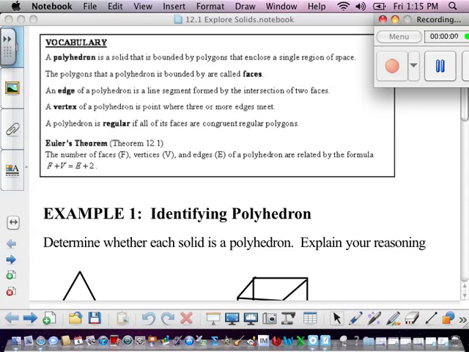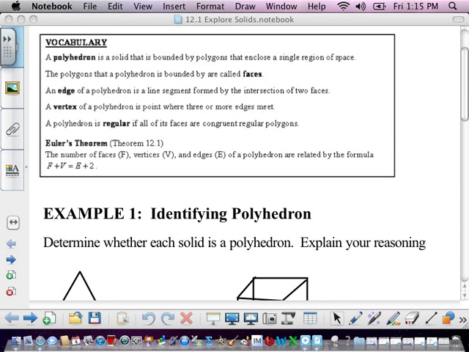I'm now recording. We're looking at 12.1, which is all about exploring solids. First, we're talking about a polyhedron. A polyhedron is a solid that is bounded by polygons and encloses a single region of space. The polygons that a polyhedron is bounded by are called faces.